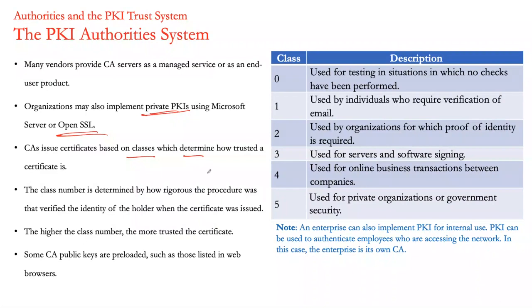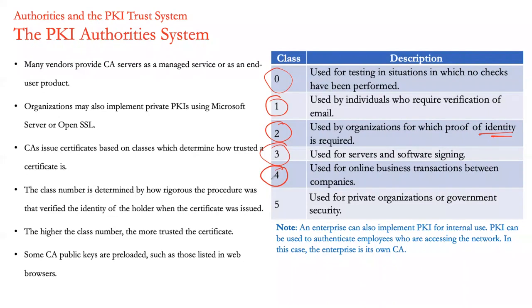So what are those classes? If it is class 0, that digital certificate is used for testing in situations in which no checks have been performed. If the digital certificate has class 1, it is used by individuals who require the verification of emails. If it is class 2, it is used by organizations for which the proof of identity is required. Class 3 is used for your servers, and class 4 is used for business transactions.